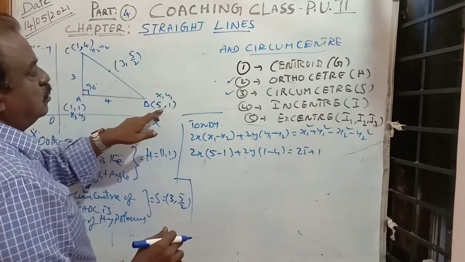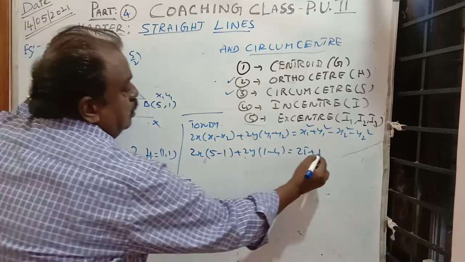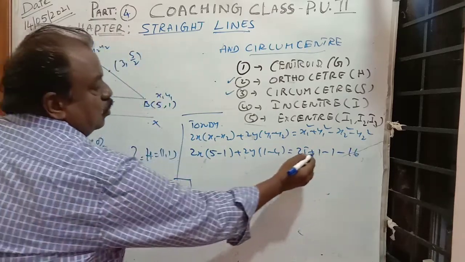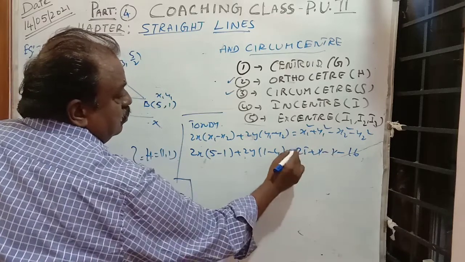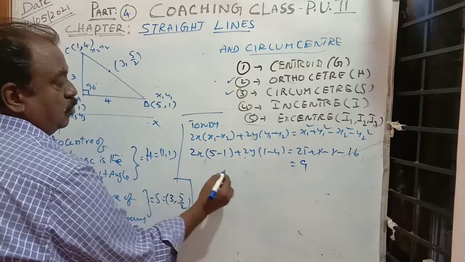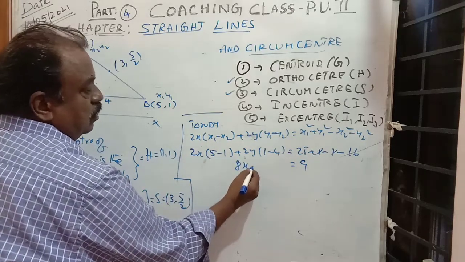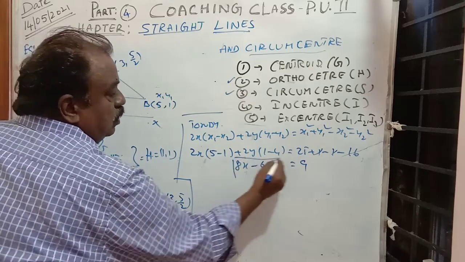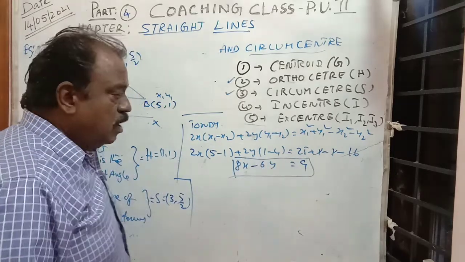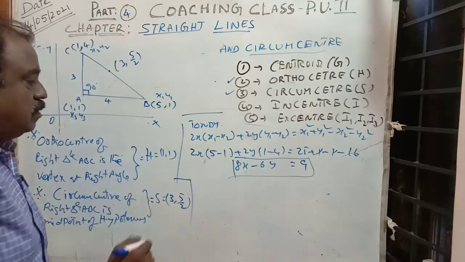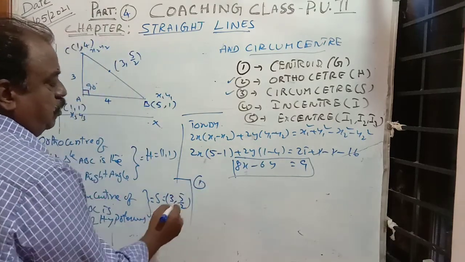Okay? x1, y1, x1 square, y1 square, minus 1 square minus 4 square, 16. Here 1 cancels, it is 25 minus 16 is 9. Here 4 into 2 is 8x. Here minus 3 into 2 is minus 6y. Okay? So here the only equation is 8x minus 6y is equal to 9. This equation is satisfied by one of the 4 options.